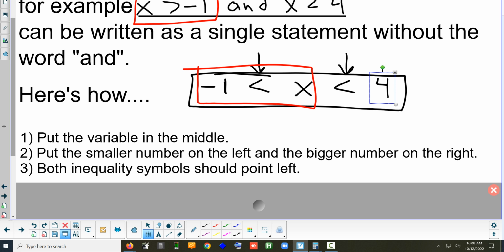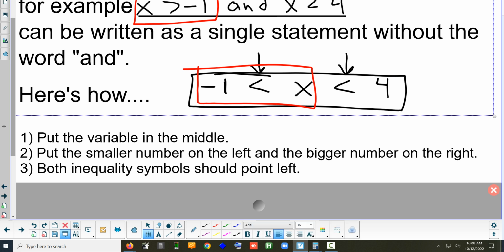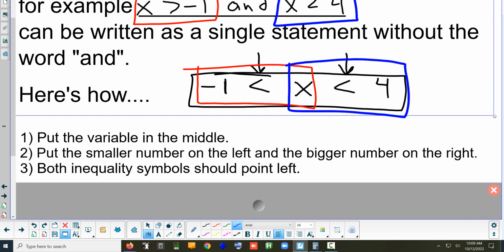You have an x and a negative 1, and it's pointing at the negative 1. It's exactly what we have right here. X, negative 1, it's pointing at the negative 1. And the other inequality is x with a 4, and it's pointing at the x. That's how you combine those two into one.